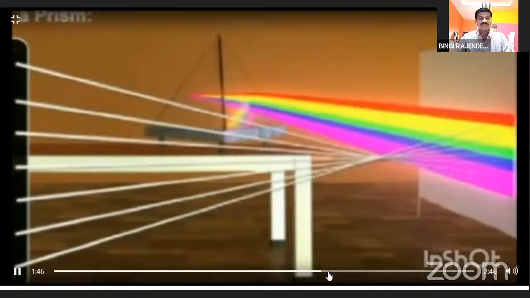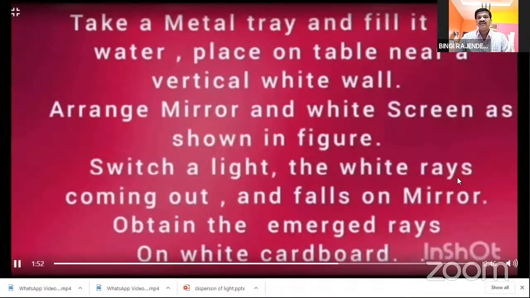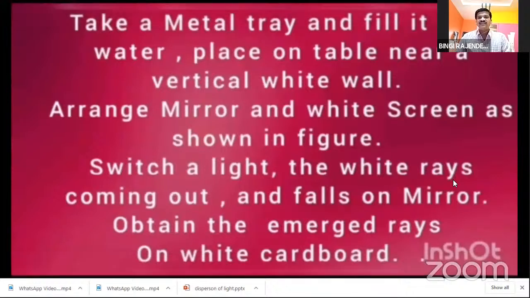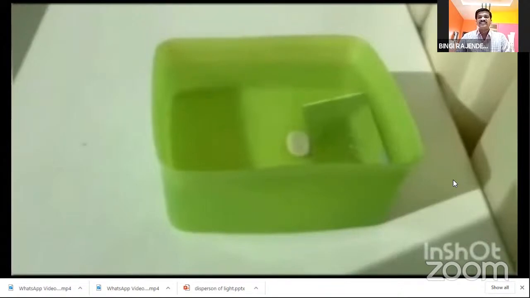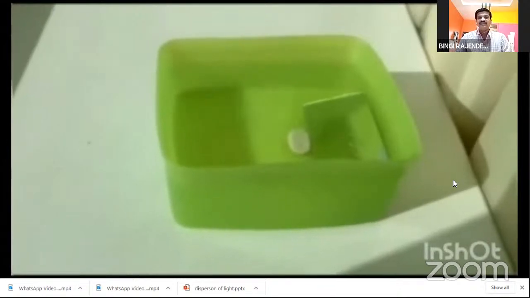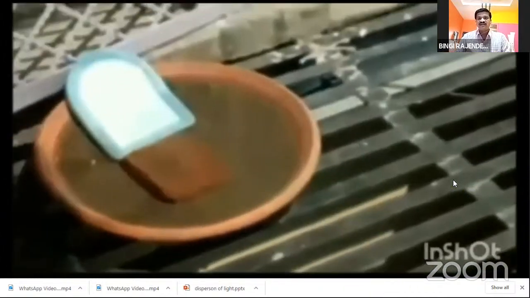Next we are observing lab activity 4. Here we take a metal tray and fill it with water, and place it on a table near the wall, opposite to the sunlight or source of light. In this way we can also do this experiment in our house.